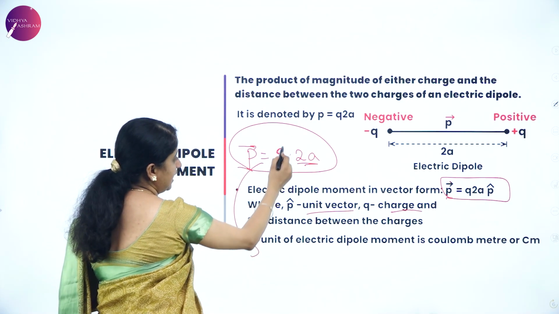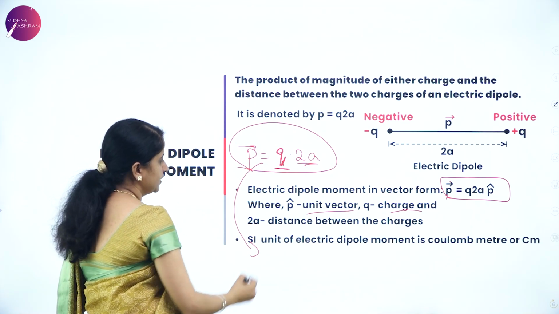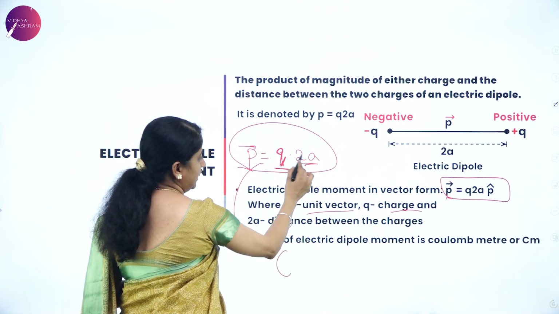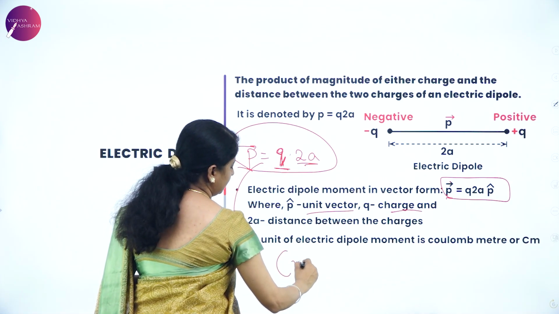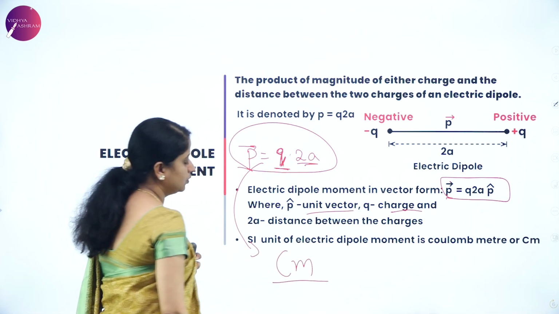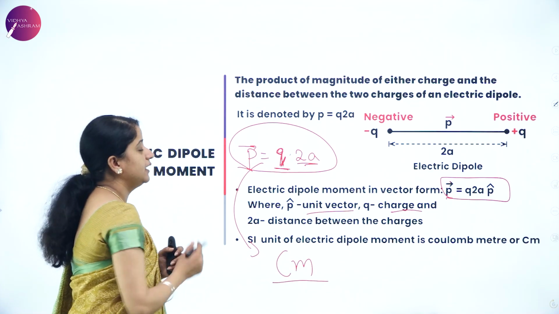So you can see here we have the charge Q. So the SI unit of Q is coulomb, and we have the distance between two charges, that is 2A, and the SI unit of distance is meter. So coulomb meter is the SI unit of dipole moment.